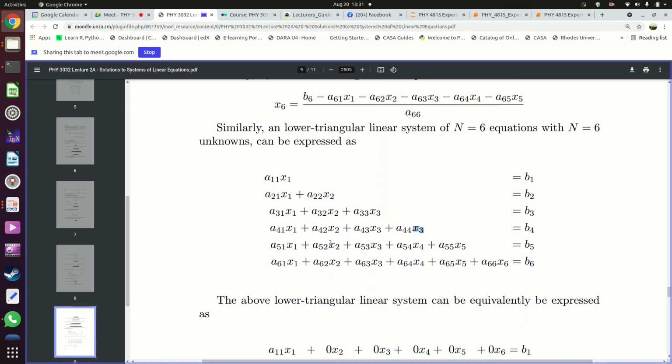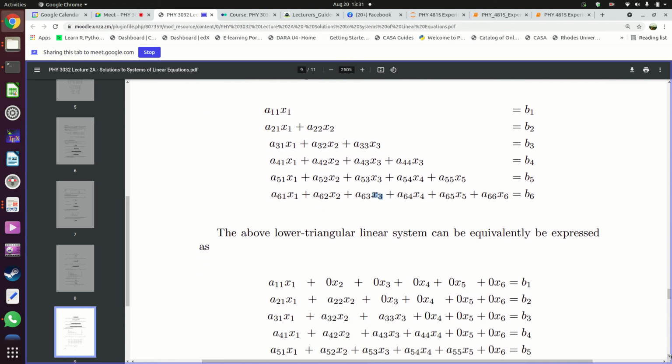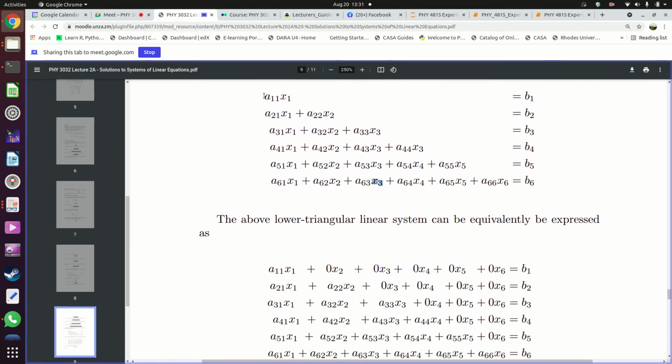The reason why the other terms are not showing up, even though we have 6 unknowns in each of these equations, is because those particular coefficients are equal to 0. We saw that with the other thing yesterday. Is it clear? So we can rewrite our equations like this.